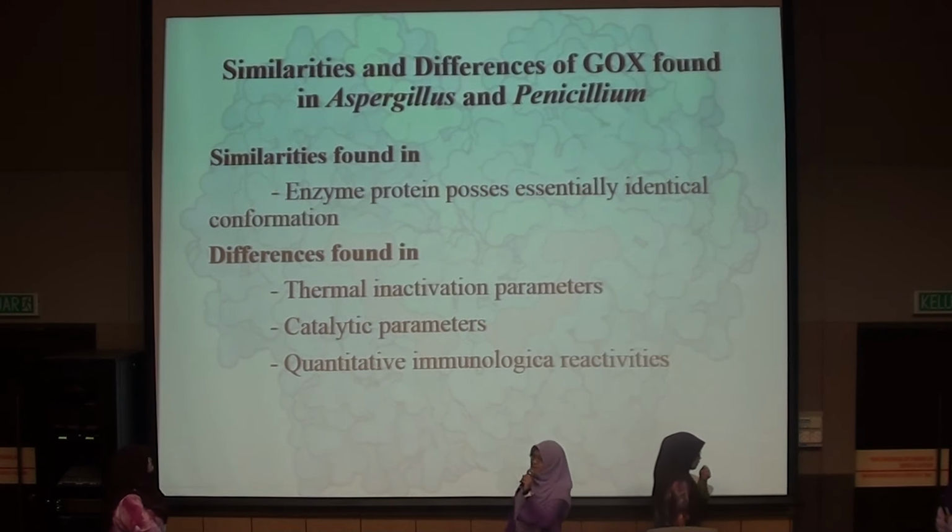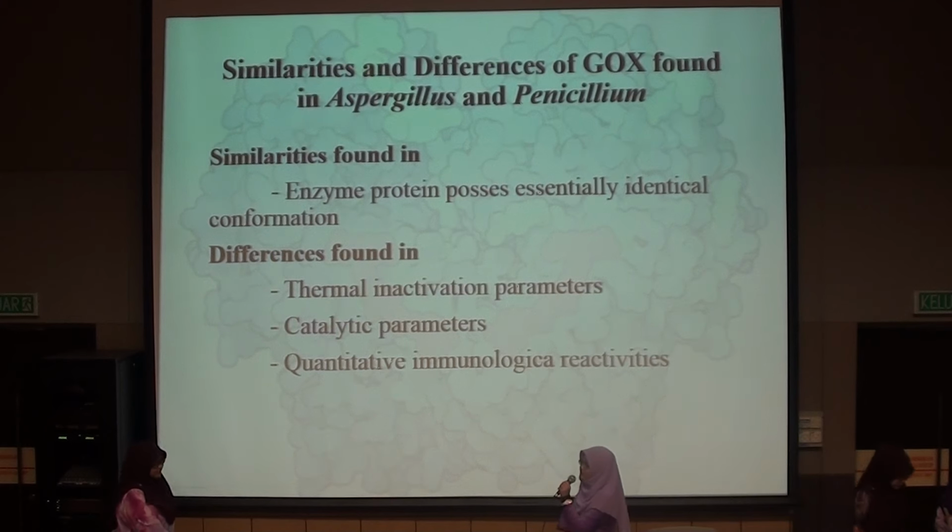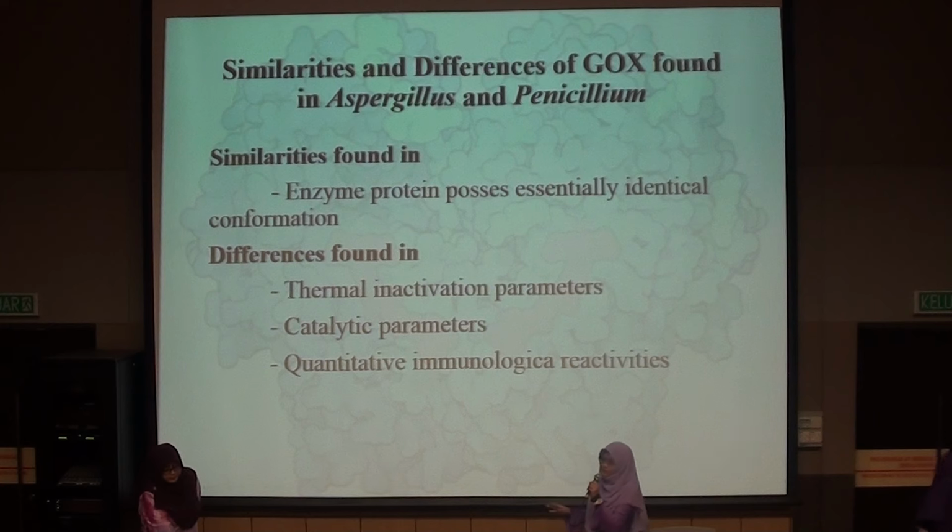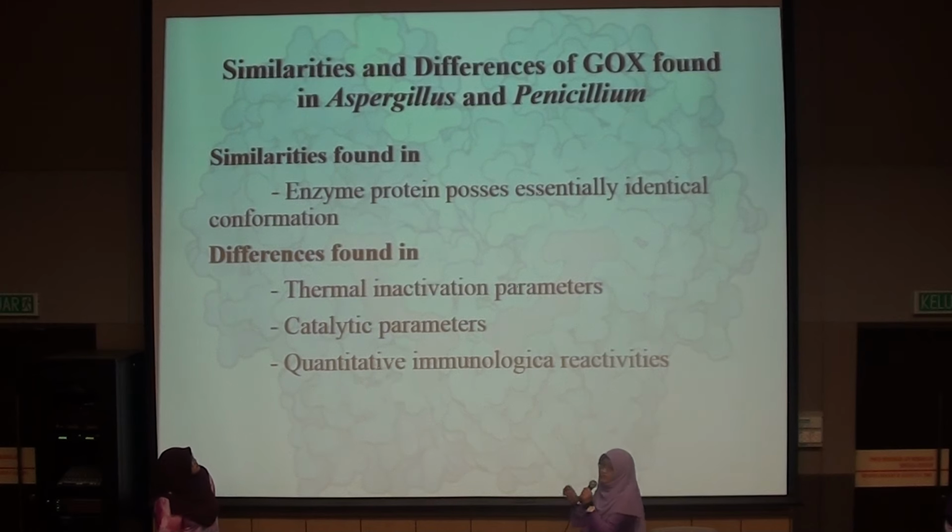Now I will explain the similarities and differences of glucose oxidase in different living organisms. In this example, we are going to compare Aspergillus and Penicillium. Both fungi use the same substrate for glucose oxidase, that is beta-D-glucose. The differences are found in parameters, for example the thermal inactivation parameter and catalytic parameter. These two fungi have different values of Km and Vmax, and also differences in quantitative immunological reactivities.